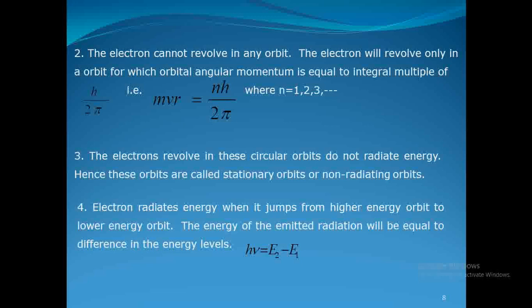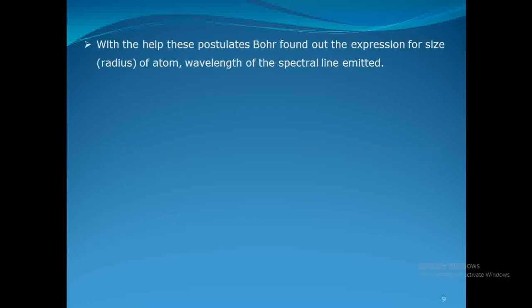Based on this he derived some equations. So now let us see what equations were derived by Bohr and how he was able to explain the emission of the spectral lines, that is the line emission spectrum. So how was he able to explain it with the help of these postulates.